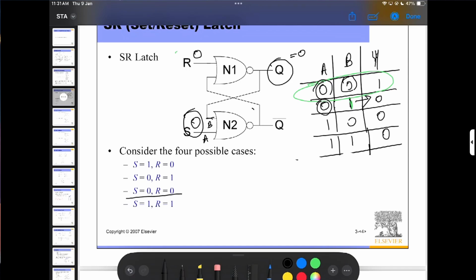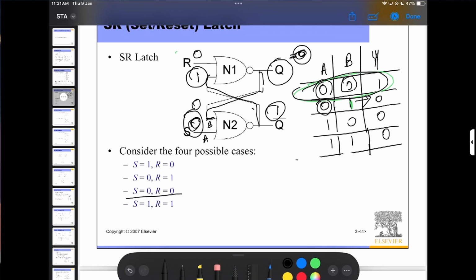So I assume that my output Q is initially 0, so the previous state is 0. So if my 0 goes to here and also here is 0, so 0 0, my output is 1, and this one goes to here. So if this goes to 1, then 0 1, my output is 0. This is the holding condition. So whatever your previous state output, that holds in the next state also.